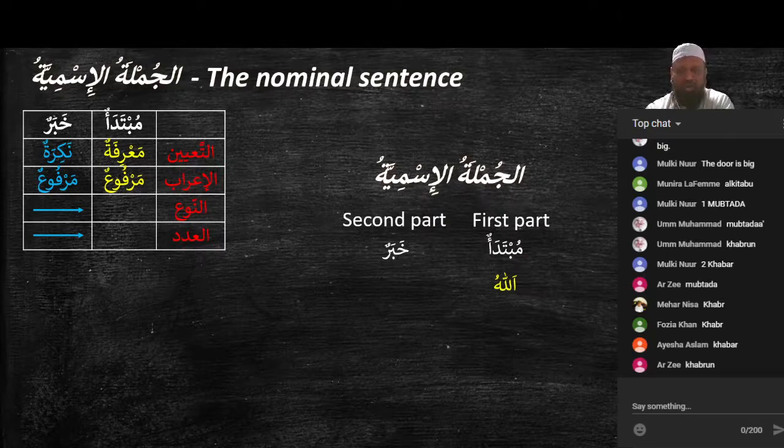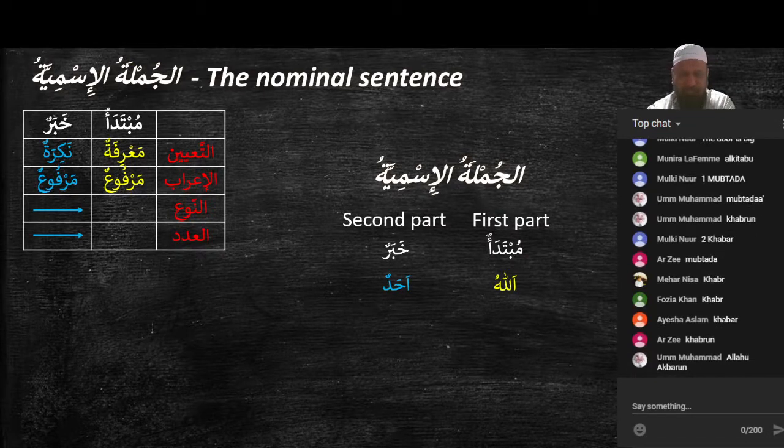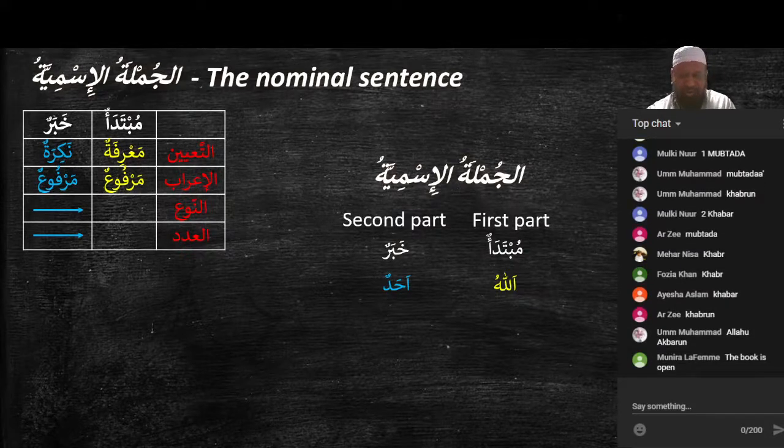Now we need information about Allah. So let's bring information. Yes, ahadun. Our jumla is ready. So this structure of jumla ismiya will automatically give us the meaning of "is" when we translate in English. Allahu ahadun. Allah is one.